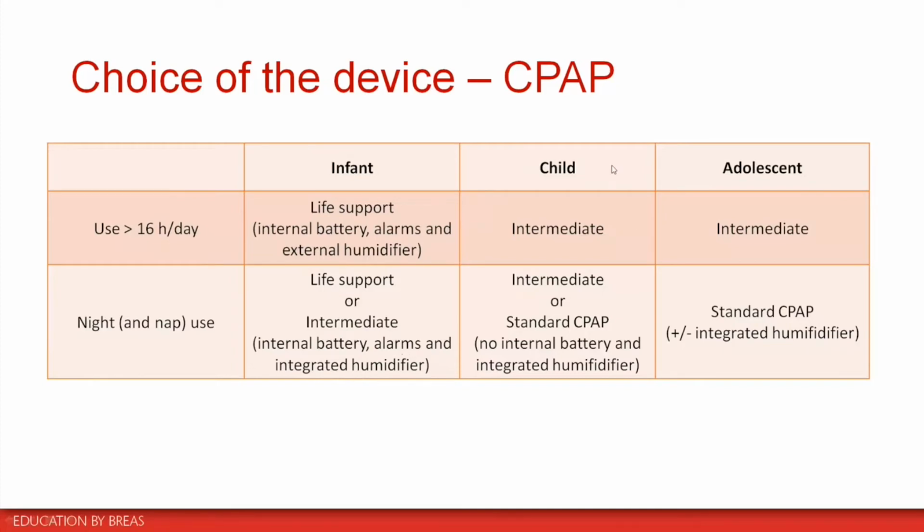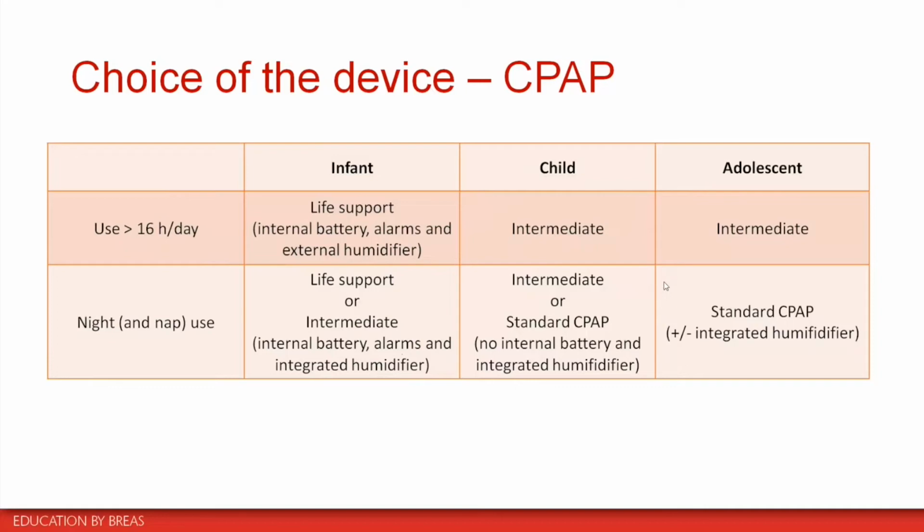If we are talking about a child that needs to use CPAP for more than 16 hours per day, we will usually choose an intermediate device. And if it's only for night, or sometimes also for nap, we'll go either through an intermediate device or standard CPAP. That means no internal battery and integrated humidifier.